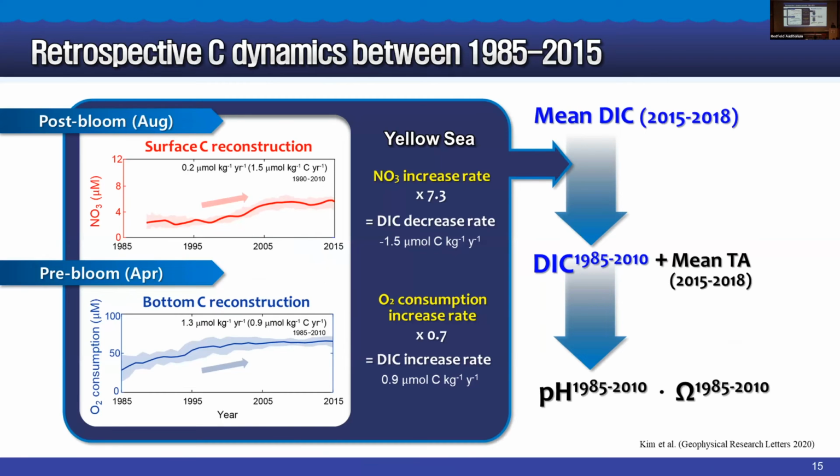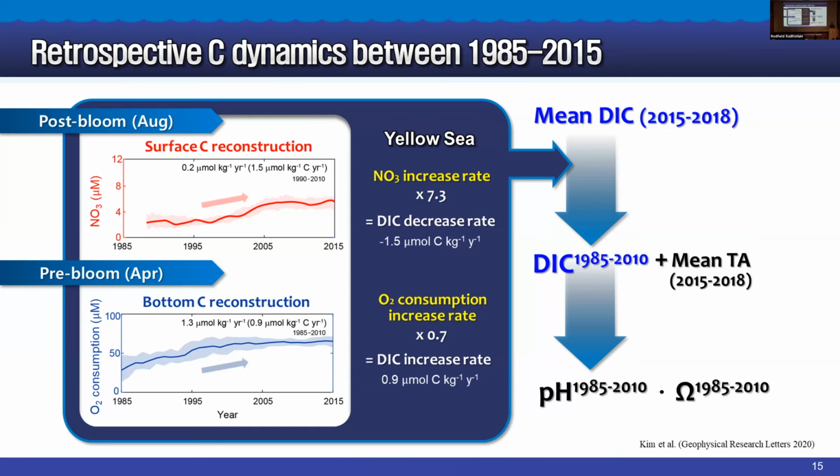So, we try to reconstruct the seasonal amplitude of the pH and omega values using the historical data of surface nitrate concentration increase in the Yellow Sea, and also we use historical data of near-bottom water oxygen consumption rate. Let me give you the justification for why I tried this method.